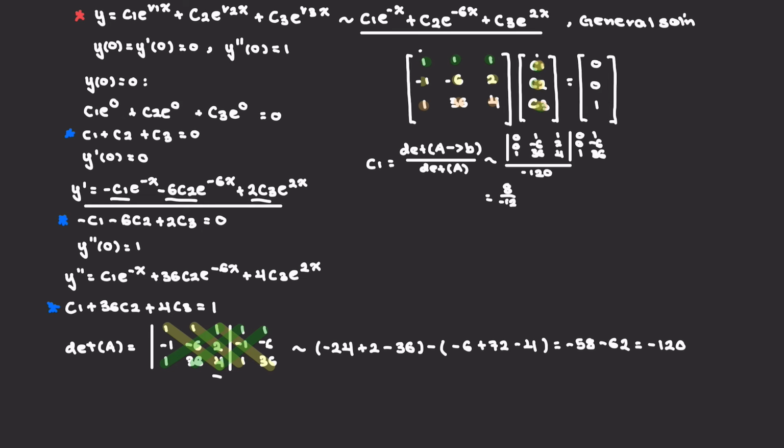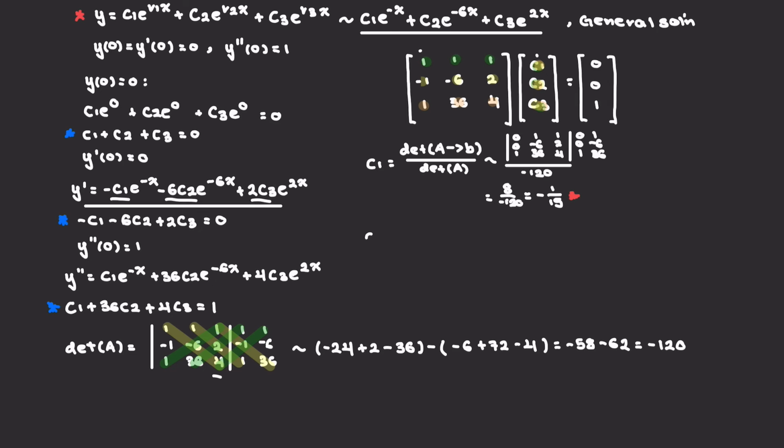8 over negative 120. And we all know that 8 over negative 120 is just equal to negative 1 over 15. And let's keep this because this is going to be our C1 later in our particular solution. Or let's write this down bigger so you all can see.